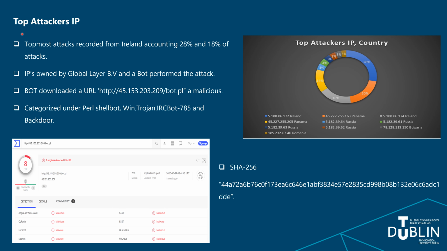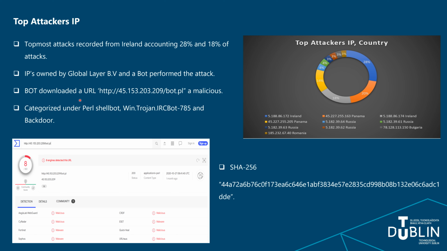So the next is top attackers' IPs. It is from the logs and Splunk. It is noted that the topmost attack has been done in Ireland, accounting for 46% combined by two IPs, that is 28% and 18%. These IPs were owned by Global Air BV, and the attack has been performed by a bot.